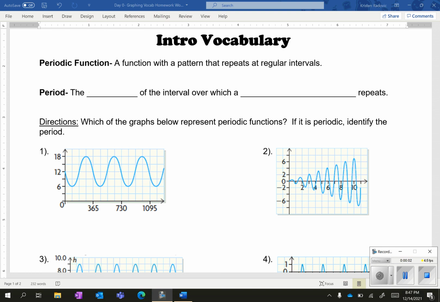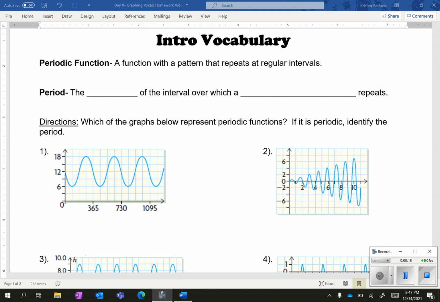Hey, this video is going to go over important vocabulary needed in order to graph trig equations. The first thing we need to know is what a periodic function is. It's something that repeats at regular intervals.